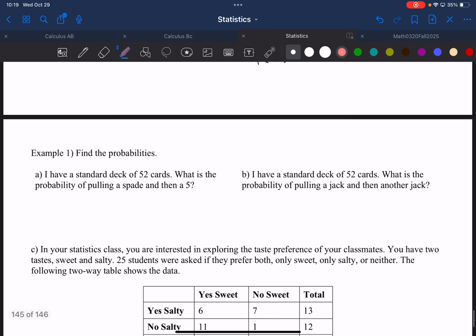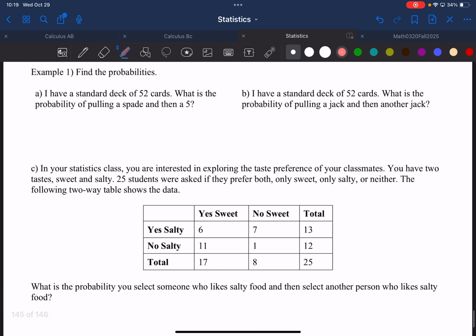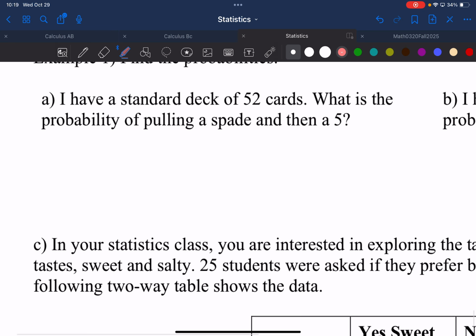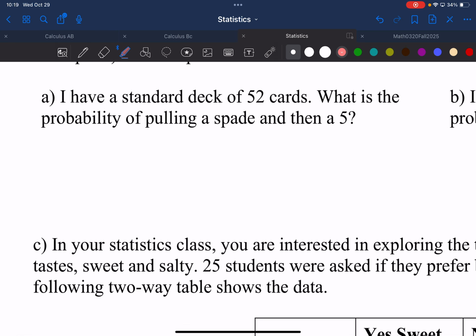Okay, so let's look at some examples. A says, I have a standard deck of 52 cards. What is the probability of pulling a spade then pulling a 5? Okay?